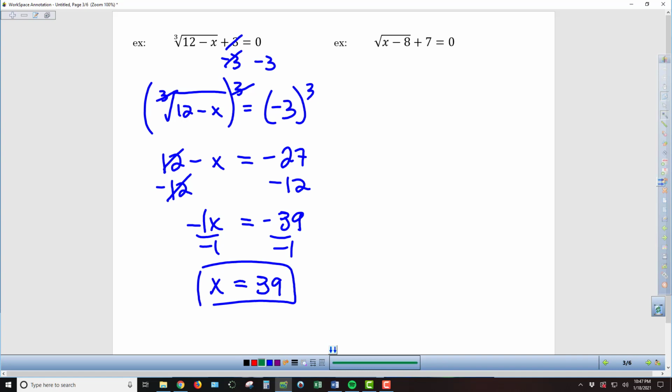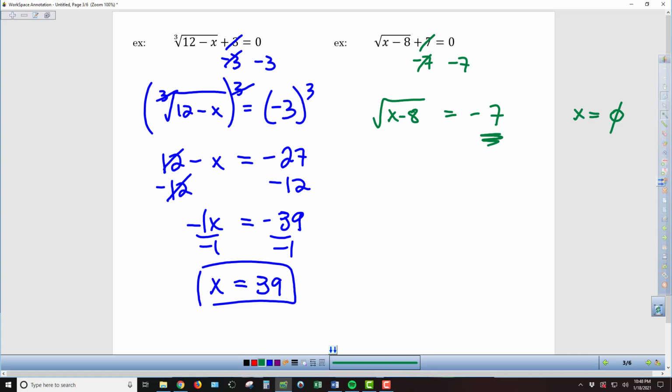For the last one here of the set, this time I've got to isolate the radical, so I'm going to subtract 7 from both sides. So that leaves me with square root of x minus 8 equals negative 7. And so at this point, if I'm paying close attention, I can go ahead and stop and say that this problem is going to have no solution. And the reason is I've got the square root, which is an even root, equal to a negative answer. And so as long as that's the case, the answer that I'm going to end up with, if I keep on going, is going to turn out to be extraneous.